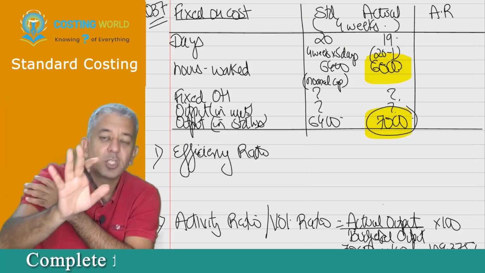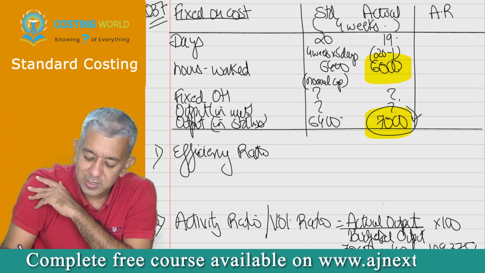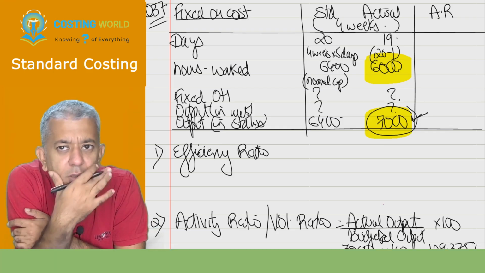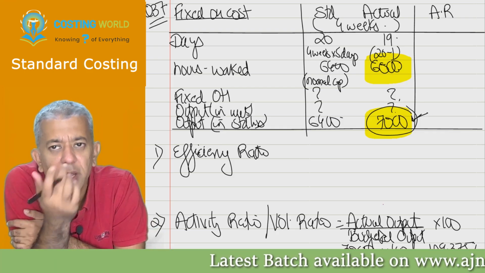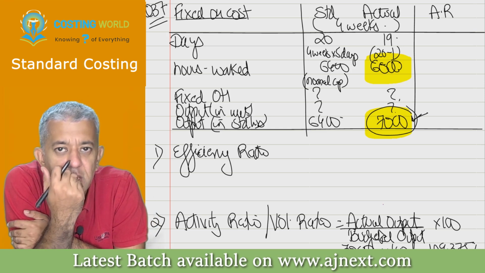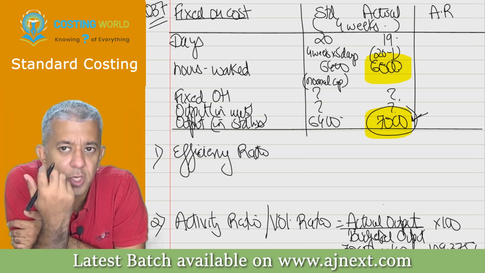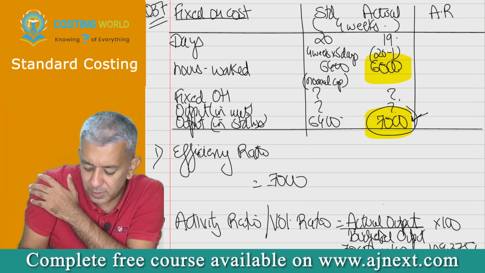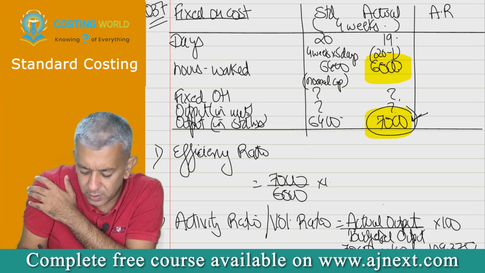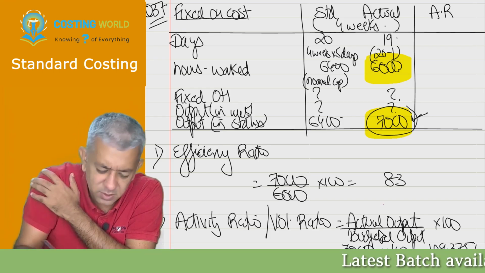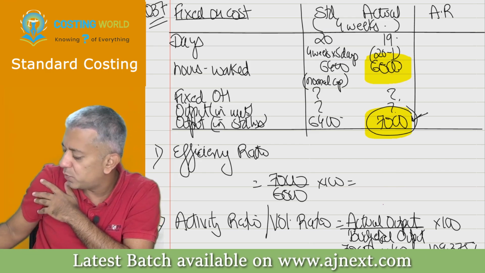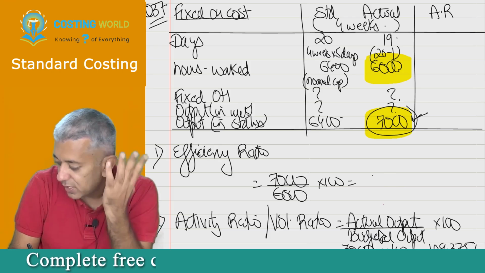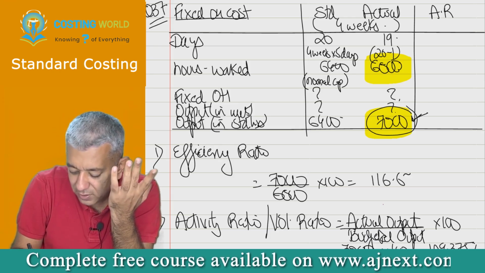Tell me, don't touch the calculator. For producing 7,000 hours of output, common sense, how many hours workers should have taken? 7,000. And how many hours did they actually take? 6,000. They are efficient, no? If they are efficient, numerator will be bigger. I don't know the formula, but I know that 7,000 will be on top, divided by 6,000 into 100. That's my answer. You can write down your answer first, and then we'll make the formula. In reality, we used logic and converted that into a formula.